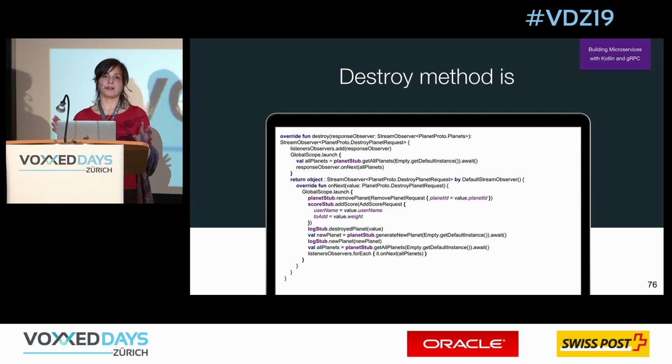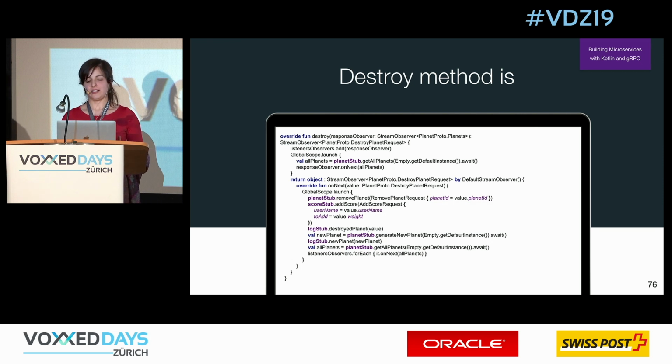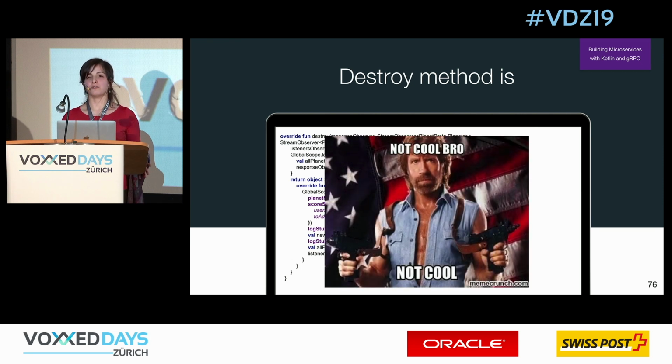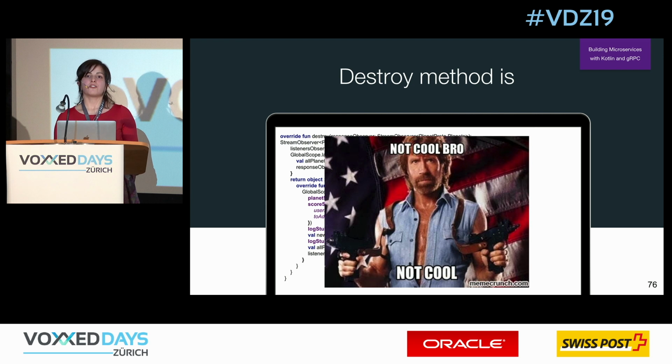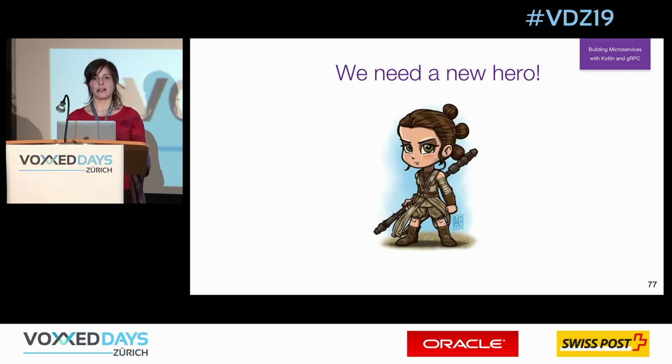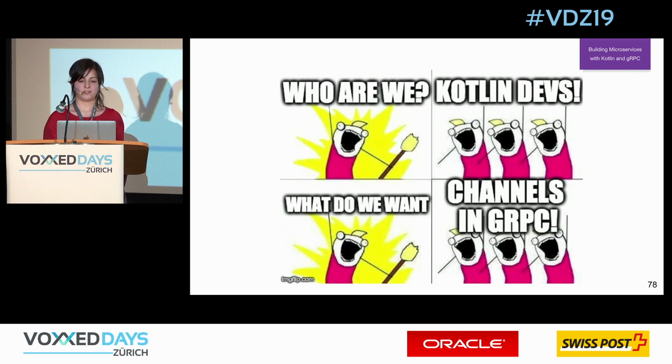Yeah, this code is much better than the previous one, but it's not ideal, so it's not cool. I want something else. And if we are talking about gRPC Java, at this point we should stop our talk and say that nothing better could be done. But we need a new hero, and we have it. We have gRPC Kotlin, and we can use it.